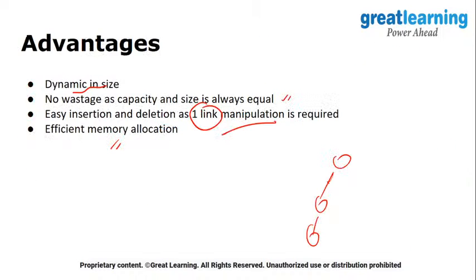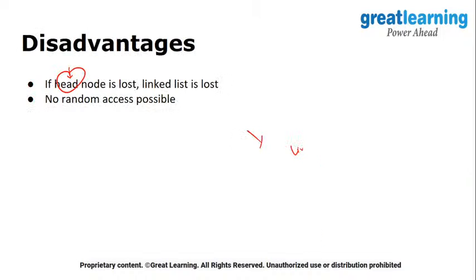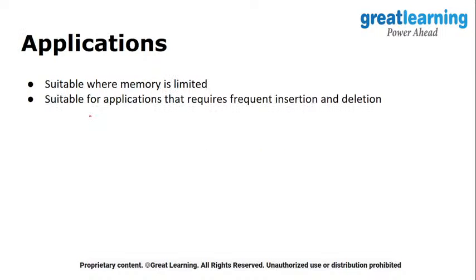Right, so now this is done and advantages is done. Now disadvantages, right? The head node is lost, then the whole linked list is lost. You cannot access elements randomly. Okay, so applications, when your memory is limited.